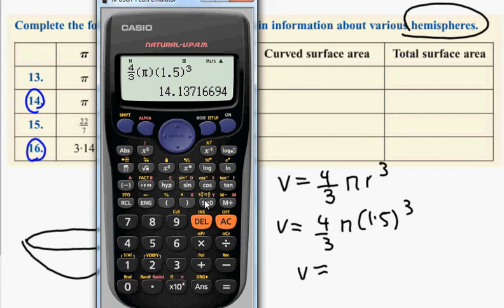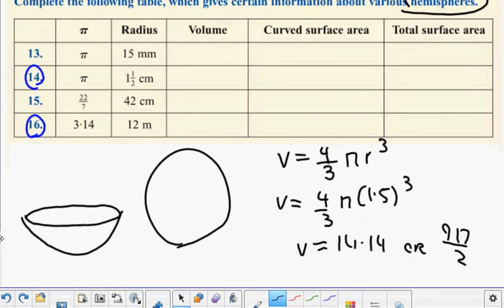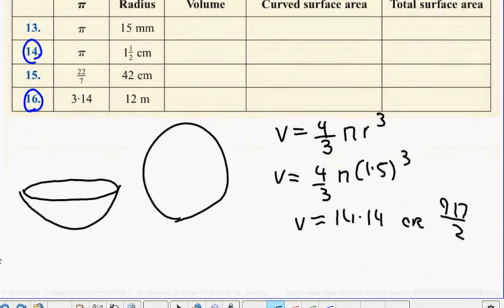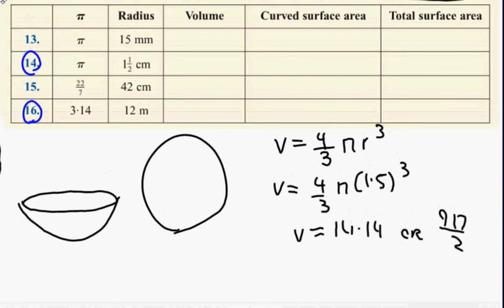Just be careful of the rounding off, okay? That's what got you there. It's actually 14.14, okay? So 14.14 or 9 pi over 2. That's for the full sphere. We need to half that. So what happens when we half it? We get 9 over 4 pi, or 9 pi over 4. And what's the second answer? 7.07 centimeters cubed. That's both answers for that.